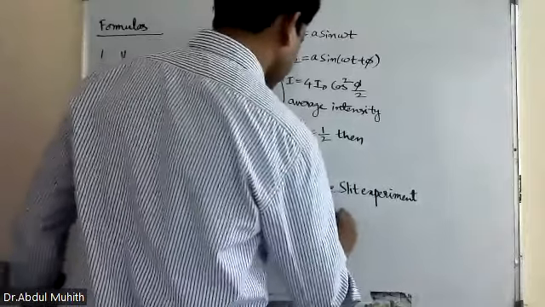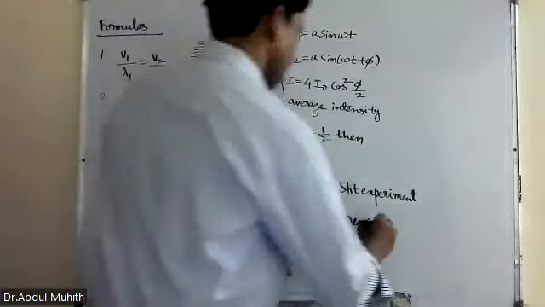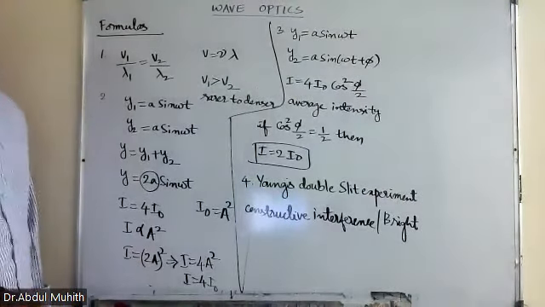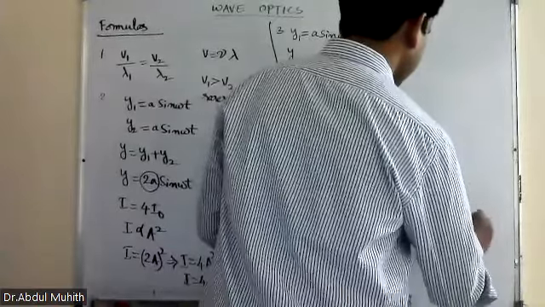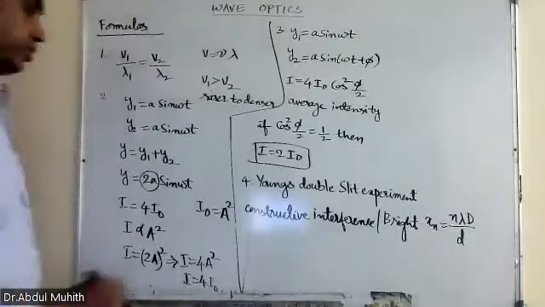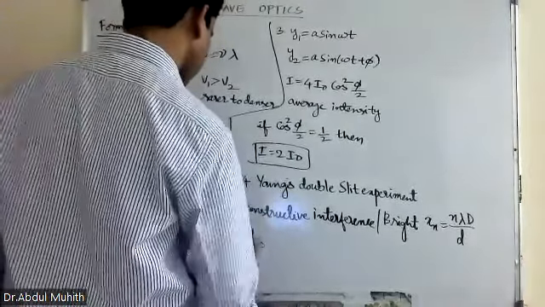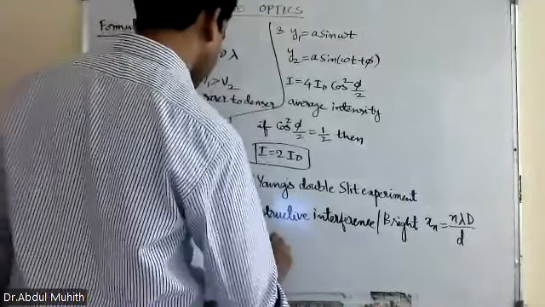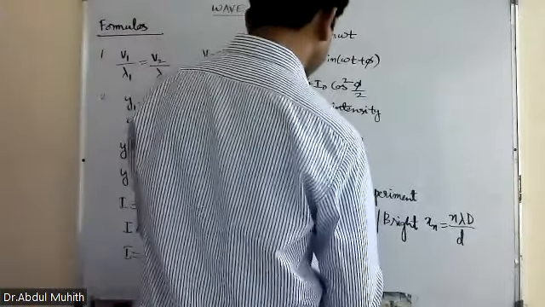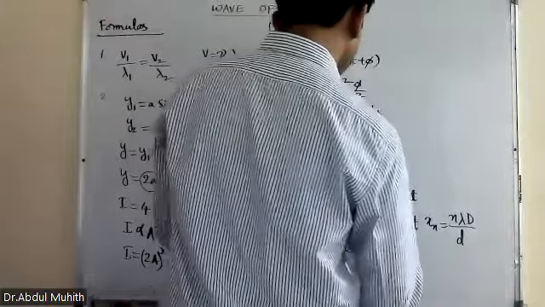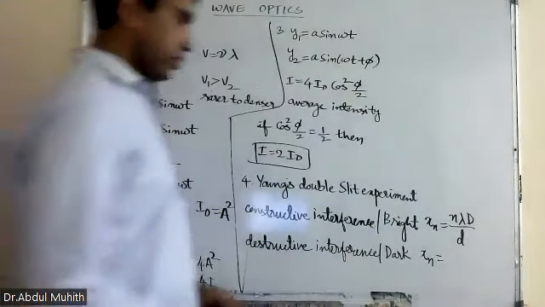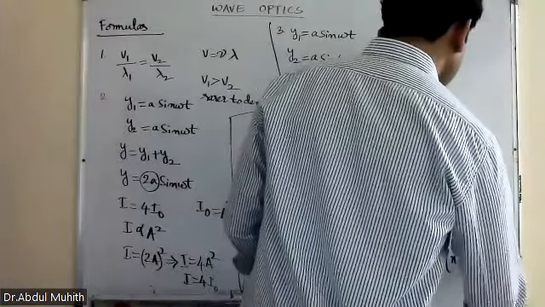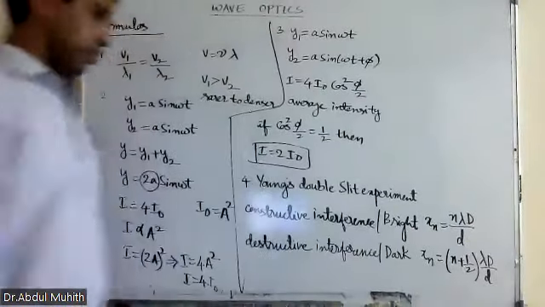For constructive interference, or we say bright region or bright fringe, the formula is xn is equal to n into lambda capital D by small d. This is about constructive interference. Next is destructive interference or dark fringe. Xn is equal to n plus 1 by 2 into lambda into capital D by small d.